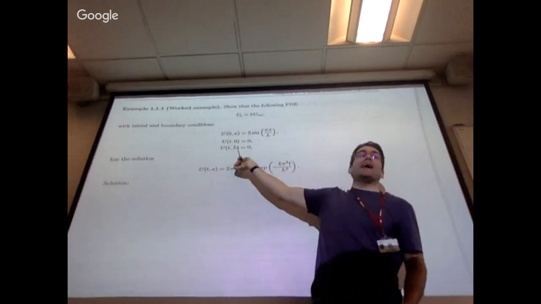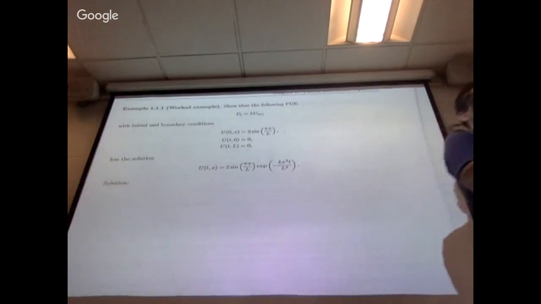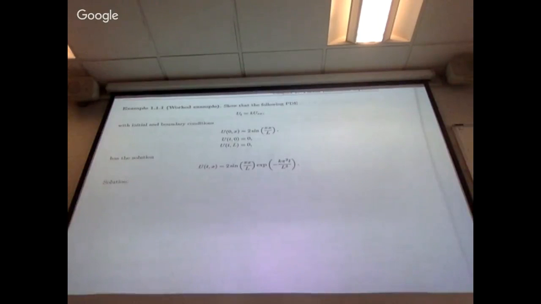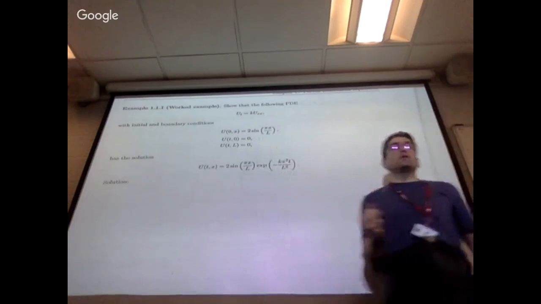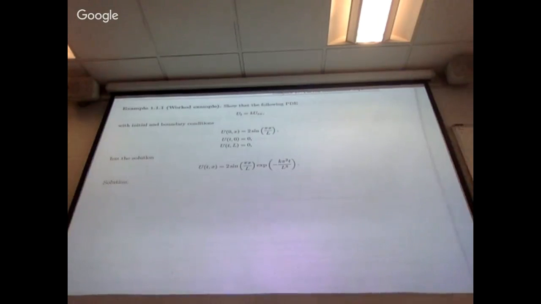And when x is L, so that's at the other end of the bar, temperature is also 0. Okay, so that's the initial condition. Those two are boundary conditions. And the example says, show that it has that solution. In order for that to be the solution, it has to satisfy the PDE to start with, also has to satisfy the initial conditions, also has to satisfy boundary conditions.